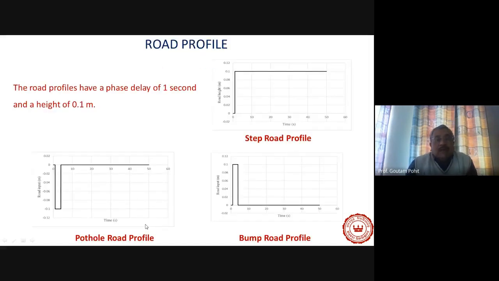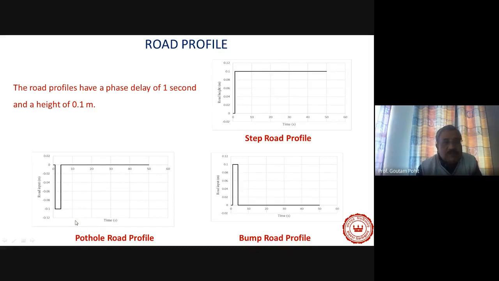And thirdly, we have given some road profile. The road profile has a phase delay of 1 second and a height of 0.1 meter. A step road profile we have given here. That means there is a step rise in the road. Suddenly there is a step rise. How the three types of damper behave.